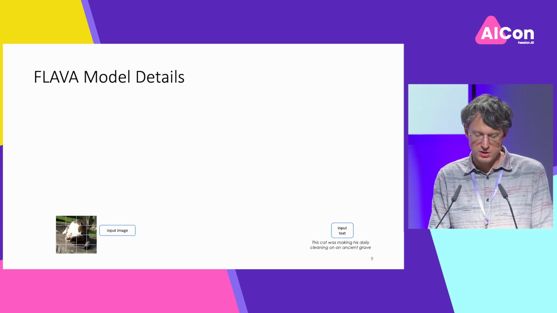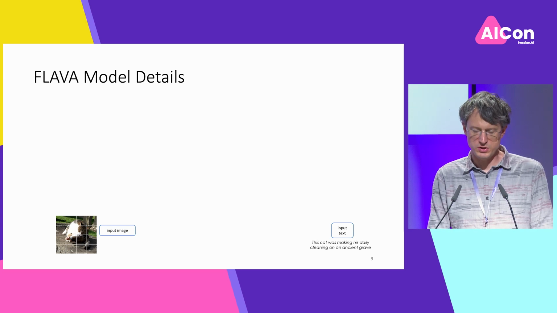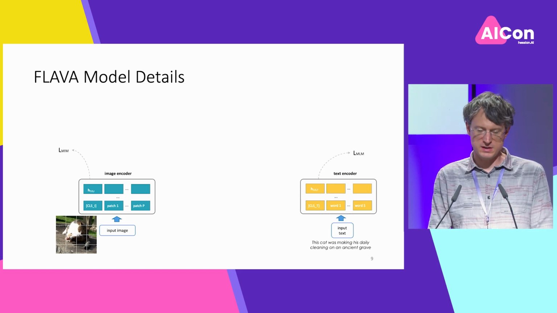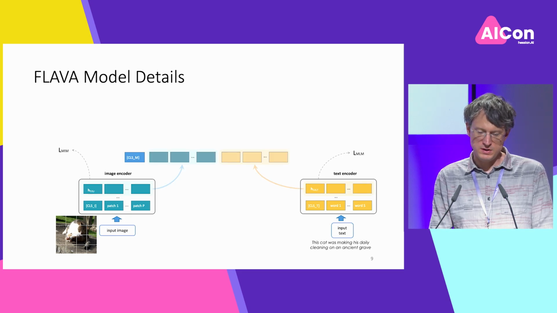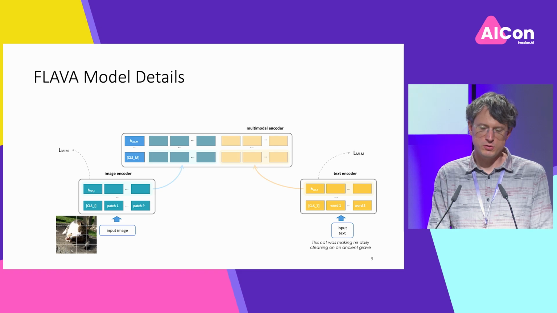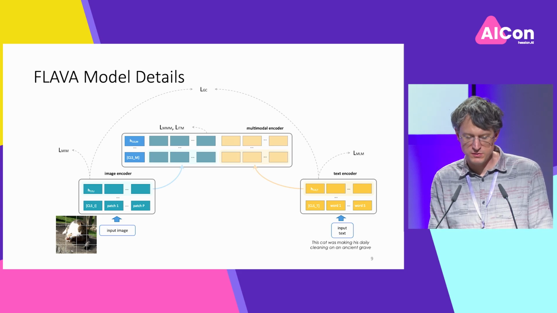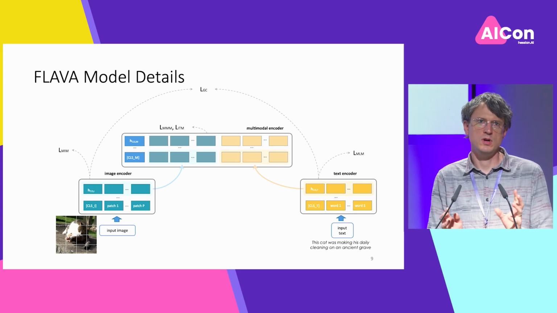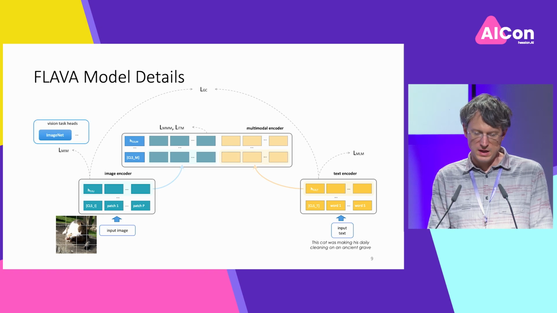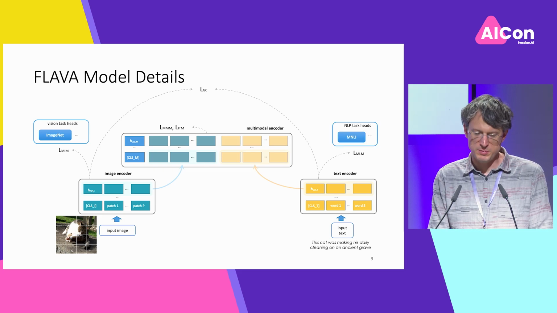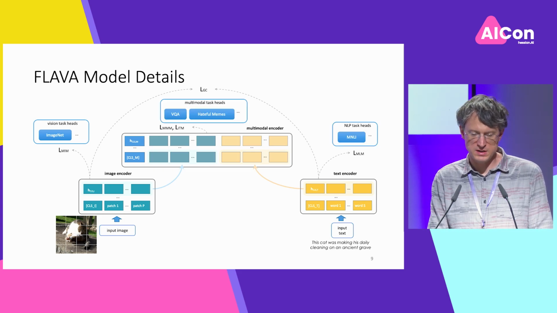Some more details about our model. We have an input image and an input text. We encode both the image and the text separately, and we have individual losses both for the text and the image. Then we join those representations in a multimodal encoder and have multimodal objectives, as well as contrastive objectives between the image and the text to align them. Then we can do vision tasks by building only on the vision side, NLP tasks by only building on the NLP side, and multimodal tasks with a single model.